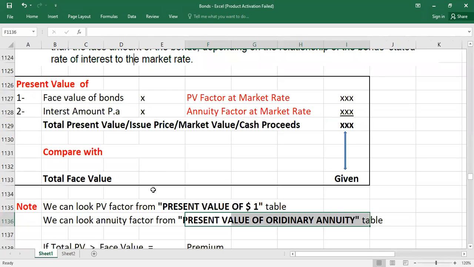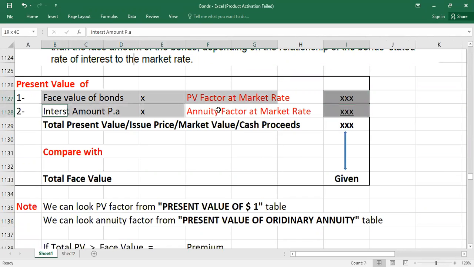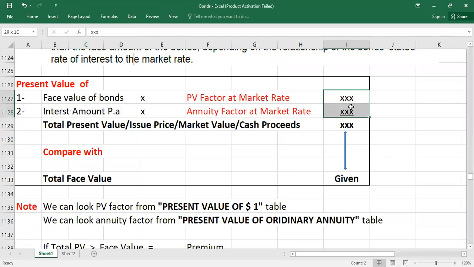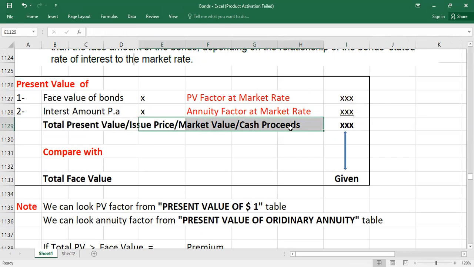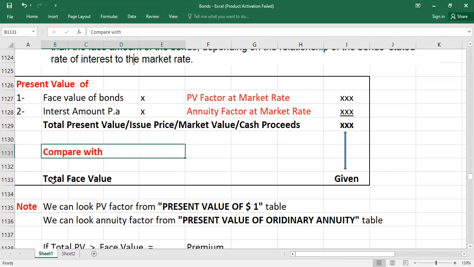Once you get the present value of the face value and of the interest amount per annum, we make the summation of these two values. This is called your total present value. It is also called your issue price, your market value, and your cash proceeds. So you will compare this present value with the total face value, which of course will be given.